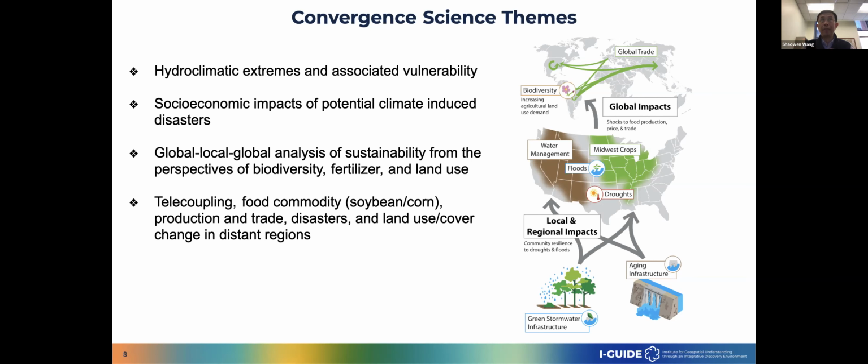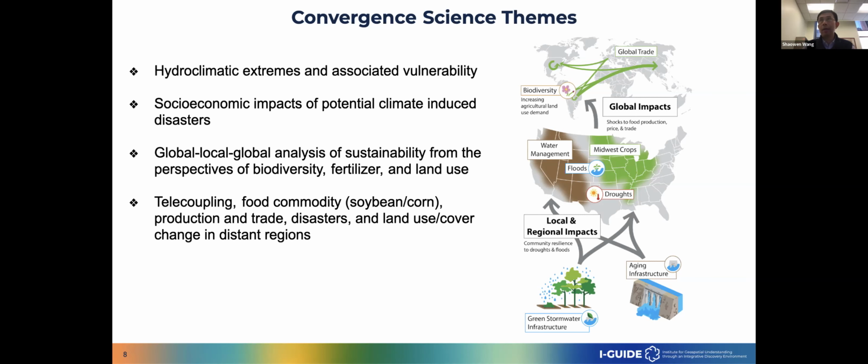We have 4 themes within the project so far, and we are open to have more catalysts to expand these themes. The first one listed here is hydroclimatic extremes and associated vulnerability.